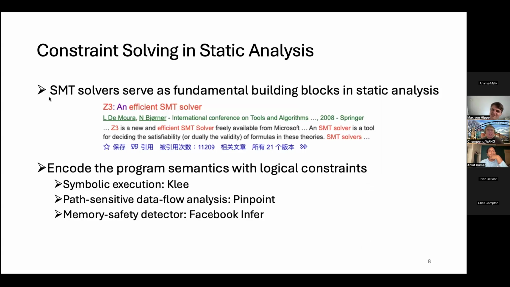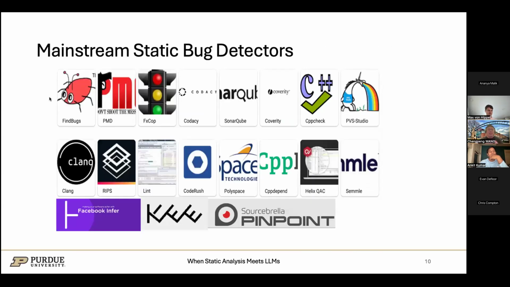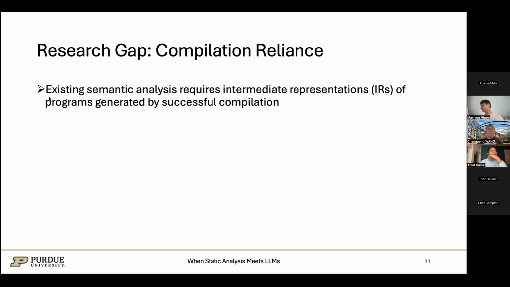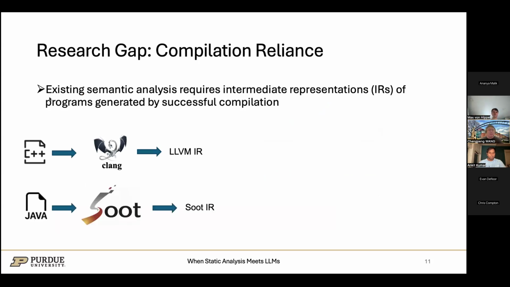The SMT solver-based static analysis has actually achieved great success. But it's not enough, because although different kinds of bug detectors have been designed, research gaps exist, and static analysis is not really deployed in industry contexts as we expected, because existing techniques require intermediate representations. For example, if we want to analyze a C or C++ program, we need to compile the code from the source file to LLVM IR, which is generated by the Clang compiler. And if we want to analyze Java, we can use another infrastructure called Soot to generate the IR for the Java program. Based on such IR, existing static analysis techniques can be applied.